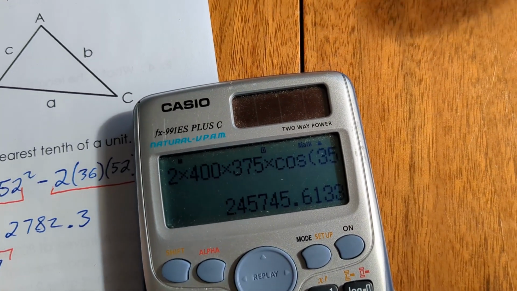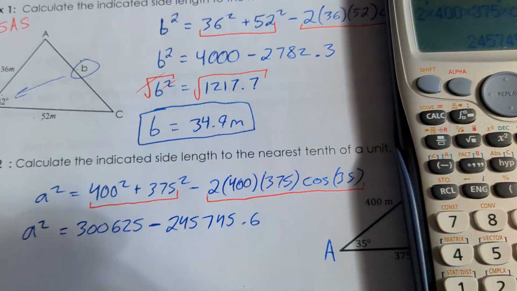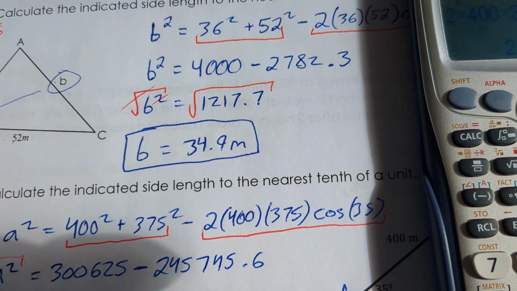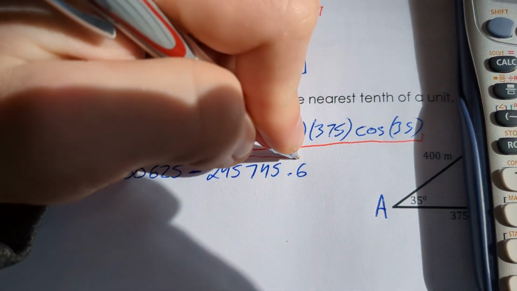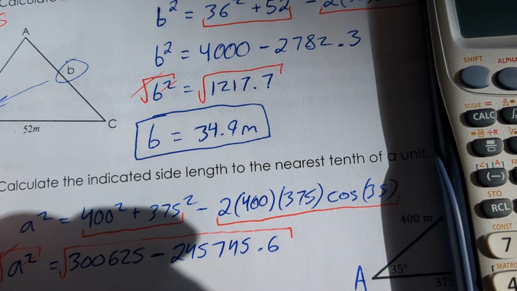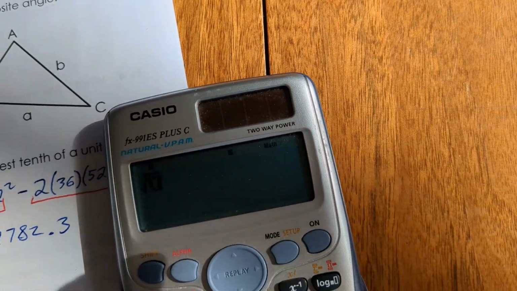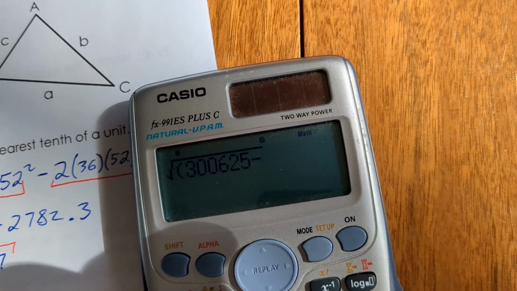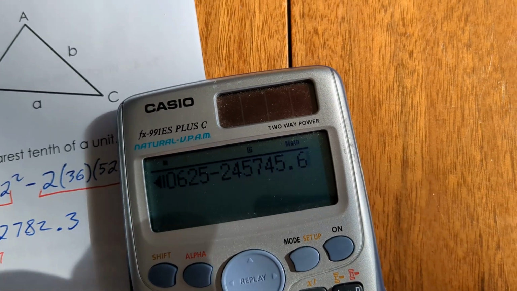Okay, so we have 245,745.6. Okay, so we subtract these and then we know we need to square root it, so we can just do that in 1 step. Square root will cancel over there, and then we're going to square root the answer we get here. So A will equal the square root of 300,625 minus 245,745.6.